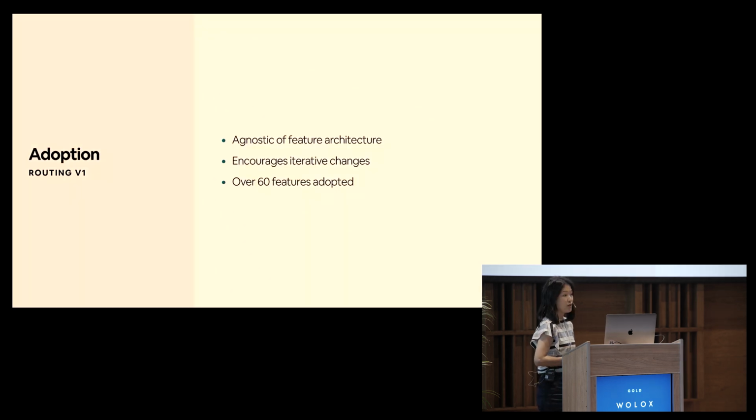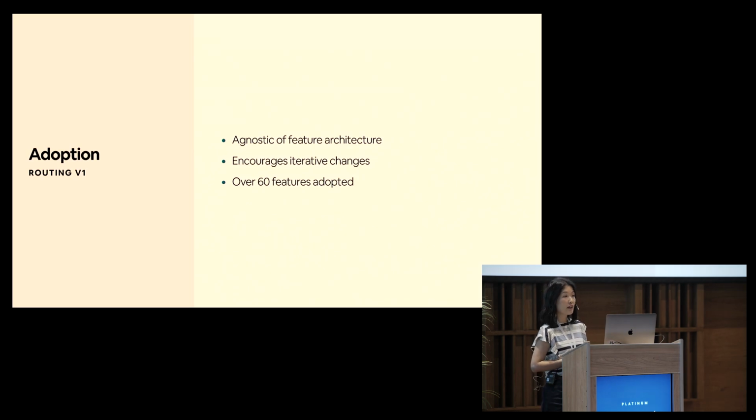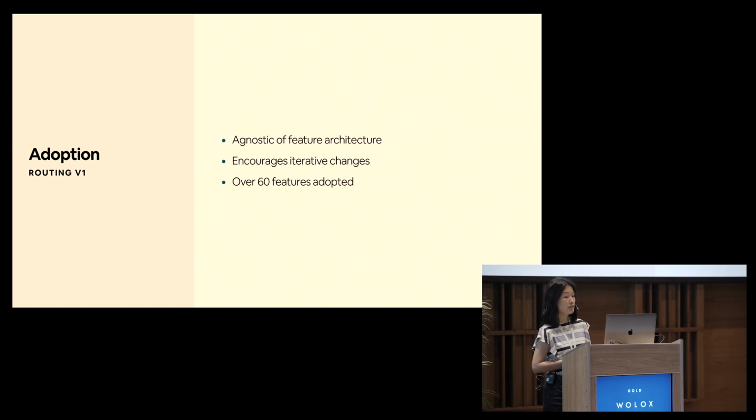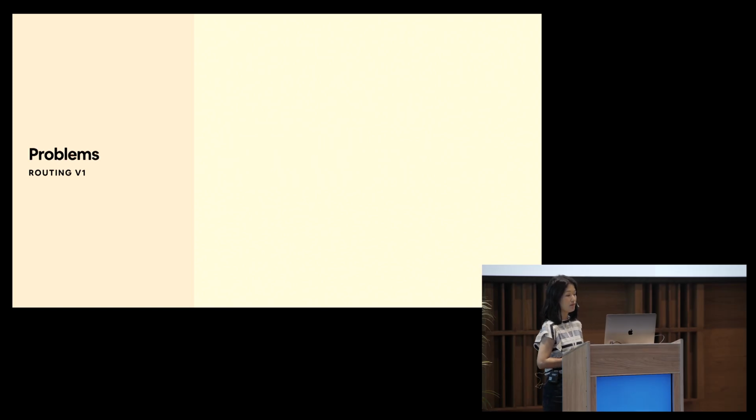So how do we do in terms of adoption? Within our app, we have a number of different architecture patterns, such as coordinator, worker, and MVVM. And this approach is agnostic of feature architecture and still allows us to have a unified navigation API. And product owners can implement routing in small pieces, and over 60 features adopted this pattern after 1 year.